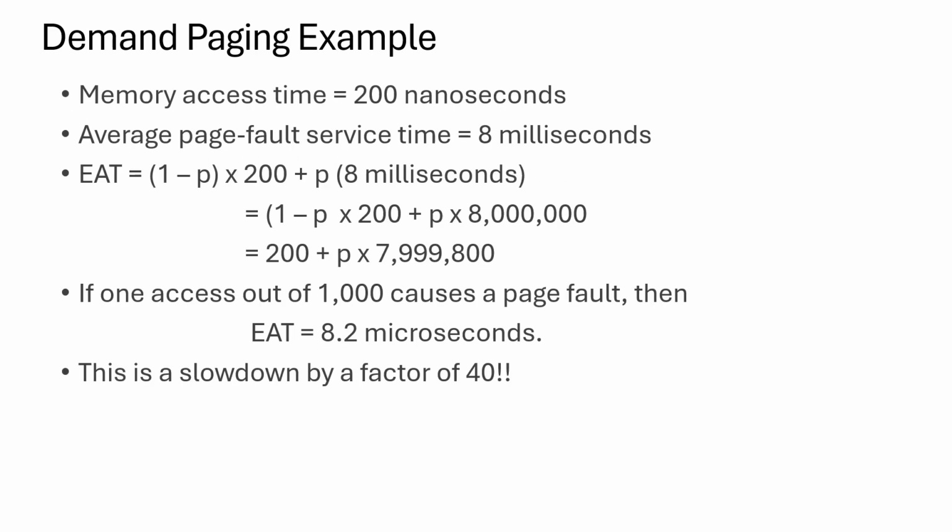For example, memory access time is 200 nanoseconds and the average page fault service time is 8 milliseconds. Then the expected access time, EAT, is equal to (1 minus page fault rate) times 200 plus page fault rate times 8 milliseconds.